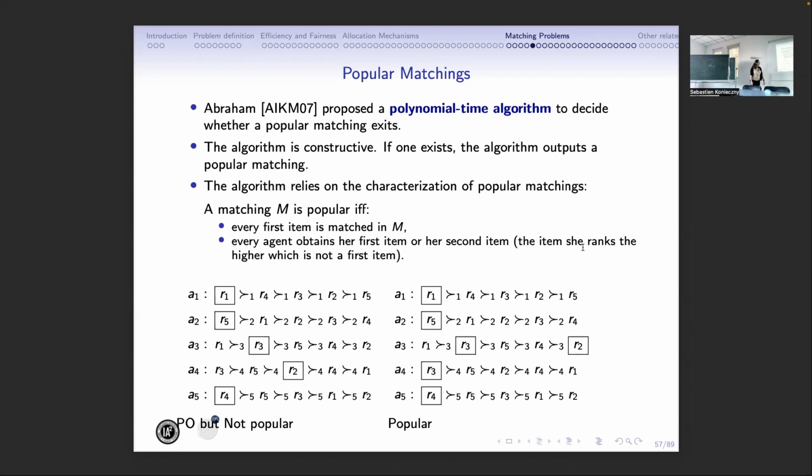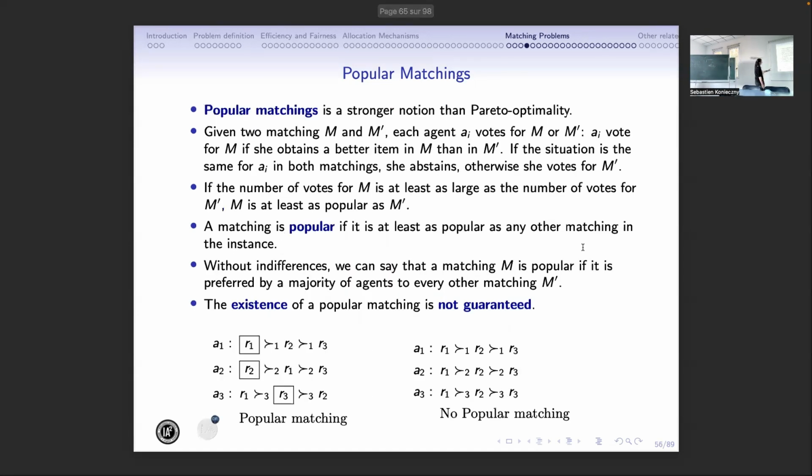And Abraham demonstrates that in a popular matching, every first item is matched to a first agent, and every agent obtains a first or a second item. So if we return to this matching, every first item, R2 and R1, is matched to a first agent, to an agent who ranked it first, and the third agent obtained a second resource, which is R3. So we can show that this is a popular matching.